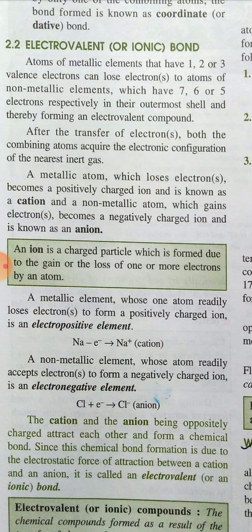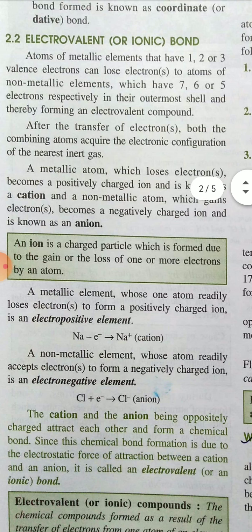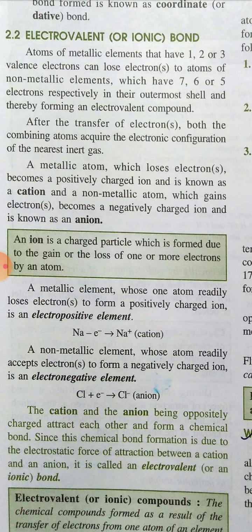A metallic atom loses electrons because it has 1, 2 or 3 extra electrons in its valence shell. After losing 1, 2 or 3 electrons from their valence shell, metals become positively charged ions, that is cations. And non-metals, they have 7, 6 or 5 electrons in their valence shell. They will easily accept electrons to become stable, that is 8 electrons in their valence shell. And after accepting electrons, non-metals form negatively charged ions, known as anions.